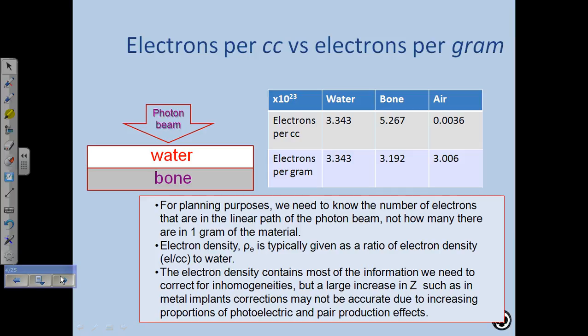But here's what we use. We use electrons per cc for corrections, and this is in units of 10 to the 23rd electrons per cubic centimeter in water, bone, and air. So bone has more. To go from electrons per gram to electrons per cc is just a matter of applying the mass density of the material.